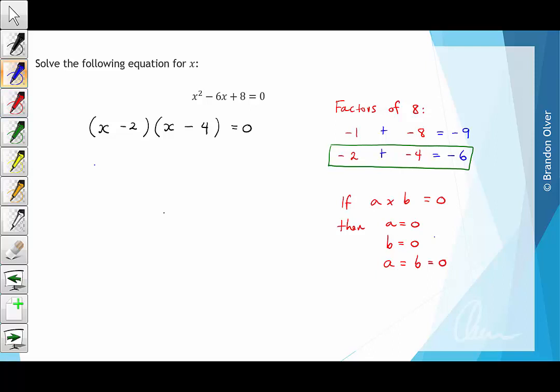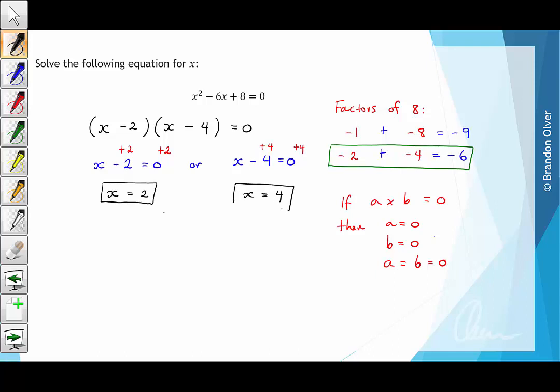So for this, we can have x minus 2 equals 0, or we can have x minus 4 equals 0. If we add 2 to both sides of this factor, we get that x is equal to 2. And for the other one, if we add 4 to both sides, we get x equals 4.